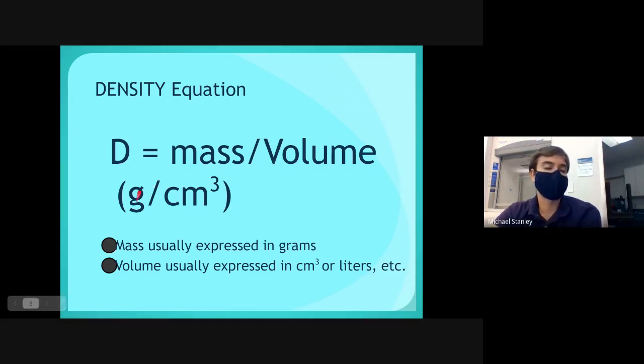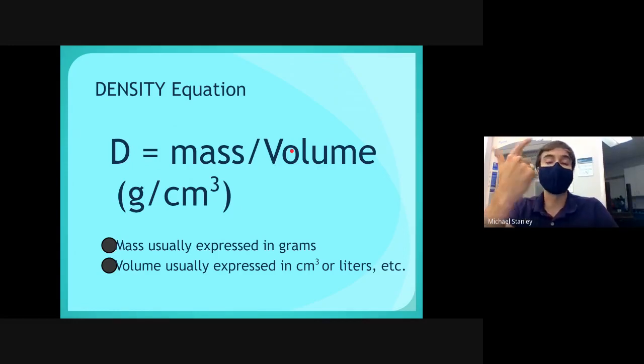Mass is usually represented in grams, and volume is usually represented either as centimeters cubed or milliliters. Those are the most common ones that you see. But density equals mass divided by volume. If you know what your mass is and you know what your volume is, then you can pretty easily calculate density.